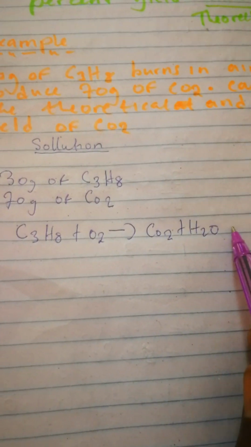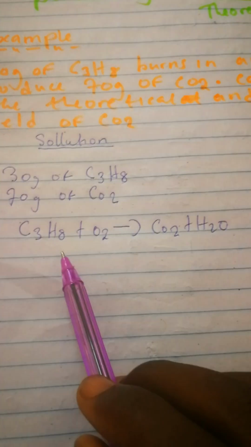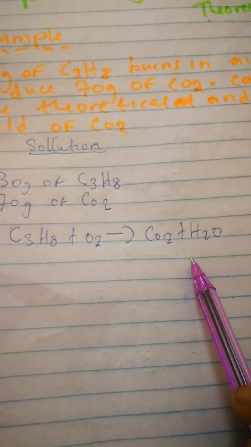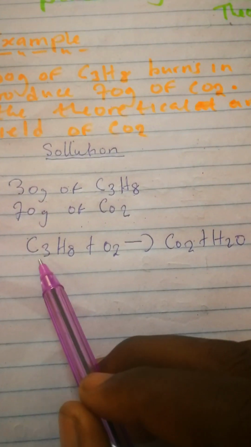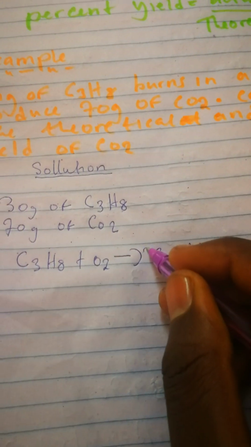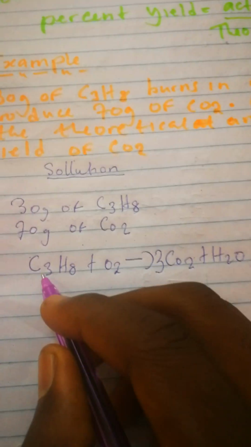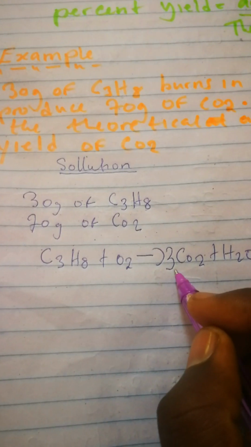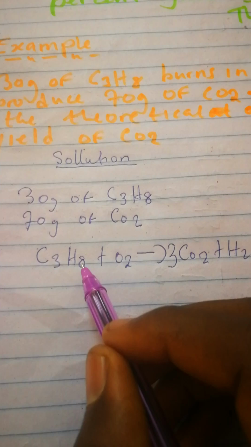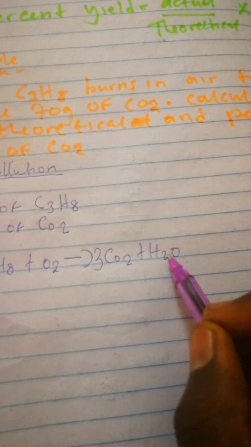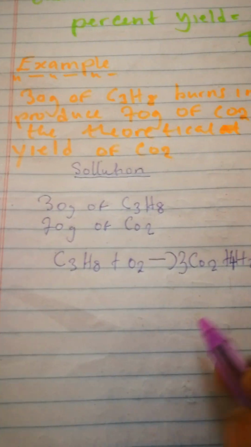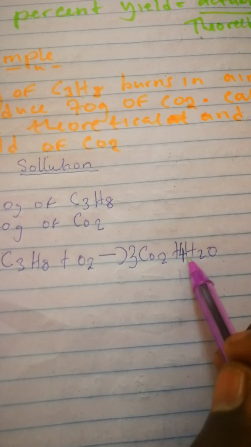First thing, you need to balance this. It is not balanced. Here you have C3, here you have C which is 1, so we put 3. Then H: here it is 8, this side H is 2, so we put 4. So C is balanced and H is balanced.